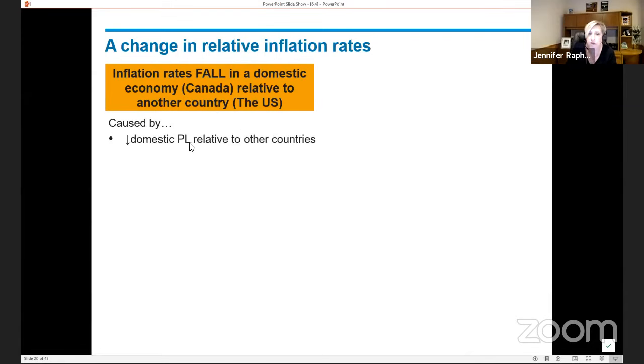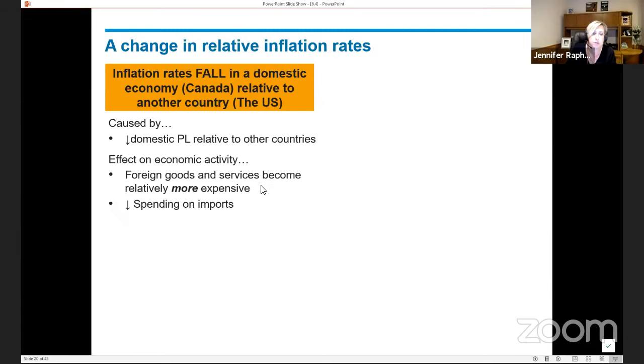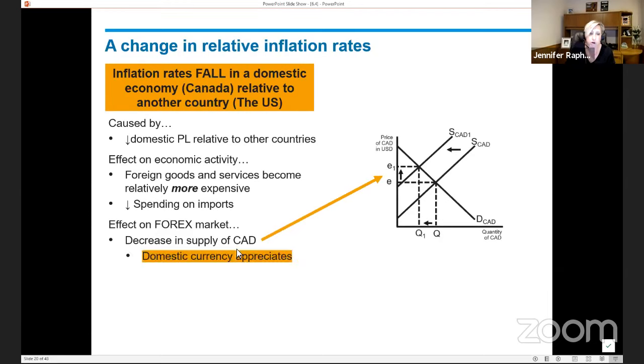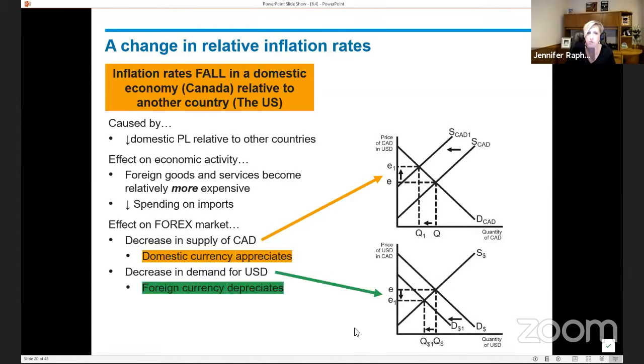If we see a decrease in the domestic price level relative to the price level in other countries, we want to recognize that foreign goods and services are becoming relatively more expensive. Domestic goods and services prices are rising at a slower rate than the prices of goods and services in other countries. So domestic goods and services are relatively cheaper, foreign goods and services are relatively more expensive. So that's going to cause spending on imports to decrease. It's going to decrease the supply of CAD in the forex market because we're buying less foreign currency. So when the supply of the domestic currency decreases, it appreciates. We're going to decrease demand for the foreign currency, in this case, the US dollar. And so the foreign currency is going to depreciate.